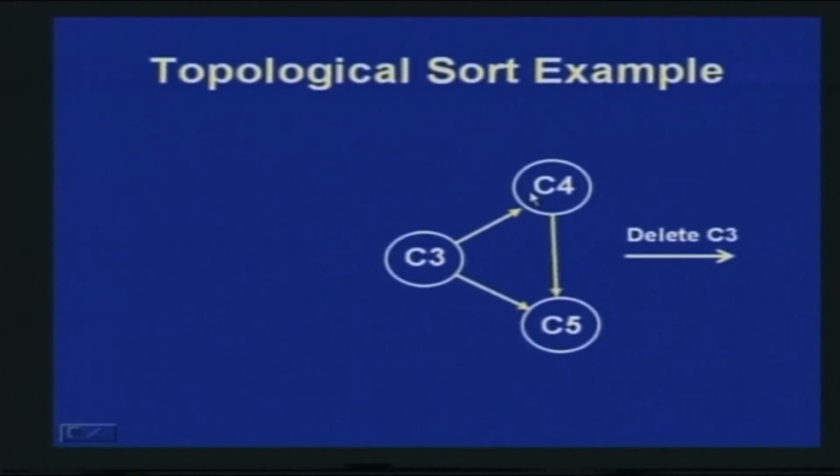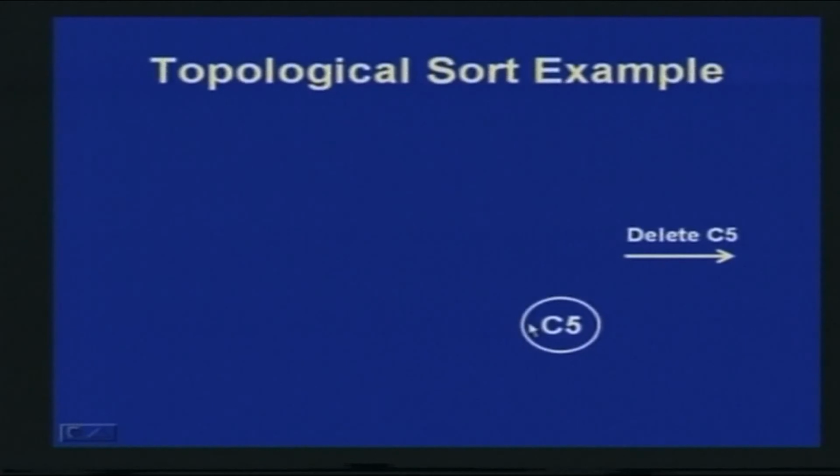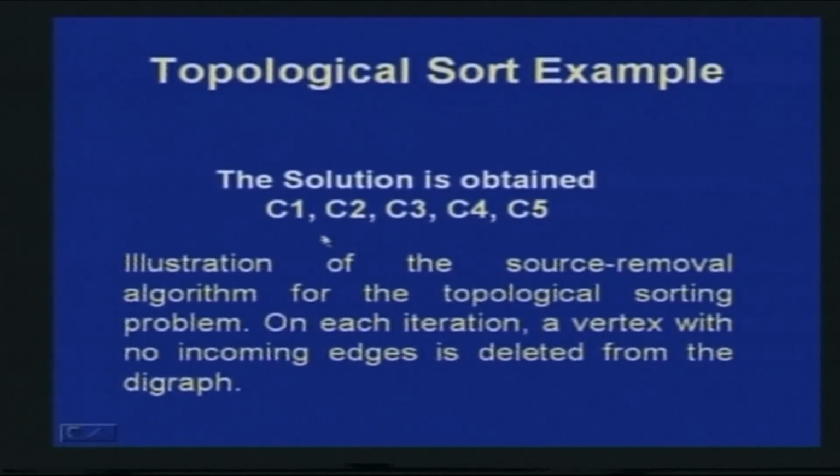Next, C3 does not have any incoming edges, so remove C3. Now, C4 does not have any, remove C4, and finally you delete C5. So, the solution is C1, C2, C3, C4, C5. This is an illustration of the source removal algorithm for the topological sorting problem. On each iteration, we removed a vertex which had no incoming edges, along with its edges.